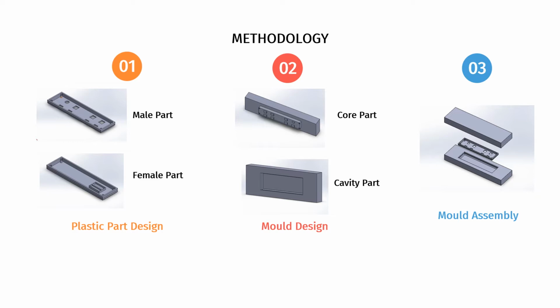So for the next slide is the methodology. In methodology, there are 3 processes to produce a mold. First is plastic part design. In this process, the part is produced in SolidWorks and consists of 2 components, which are a male part and female part. The second process is to produce core and cavity, and the last process is to assemble the core and cavity.